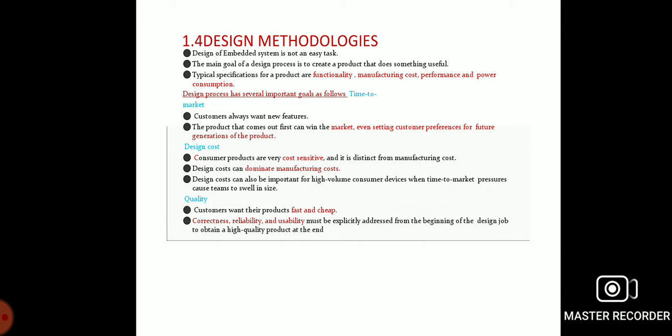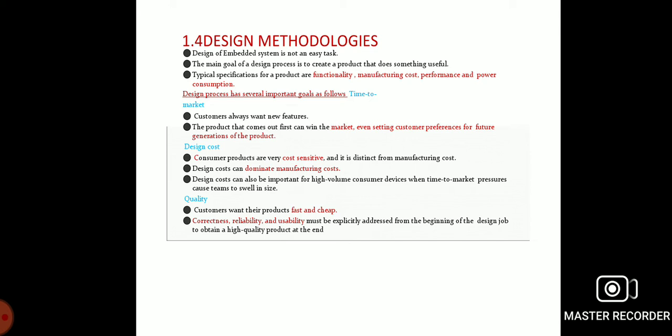These applications can be viewed as non-critical systems, but embedded technology has also been used to develop safety critical systems. So the utilization of embedded systems in safety critical applications requires that the system operates in real time, to achieve the correct functionality and avoid any possibility of nondeterministic behavior. So the design of an embedded system is not an easy task. The main goal of a design is to create a product that does something useful. The typical specifications for the product are functionality, manufacturing cost, performance, power consumption, and size and weight.